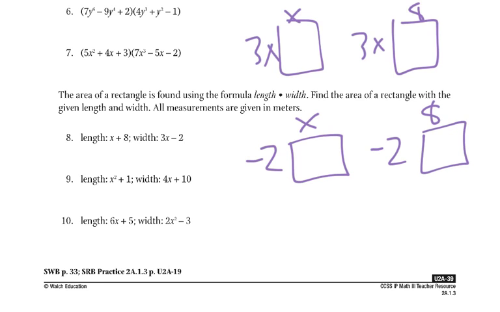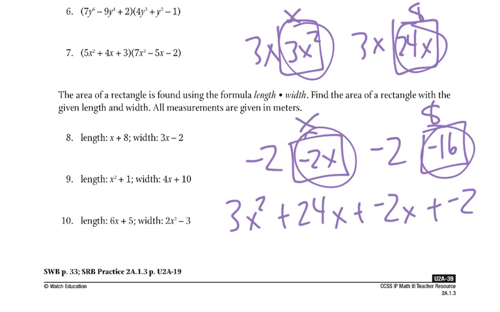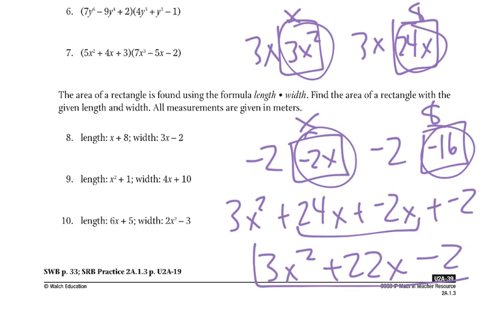And I would multiply each of these separately, right? 3x times x, 3x squared. That's the area of that piece. 3x times 8 would be 24x. That's the area of that piece. Negative 2 times x, negative 2x. Negative 2 times 8, negative 16. I've got these 4 separate areas, which then I add together like we did the first time. 3x squared plus 24x plus negative 2x plus negative 16. Then I'd simplify: 3x squared plus 22x minus 16, and that's the area.